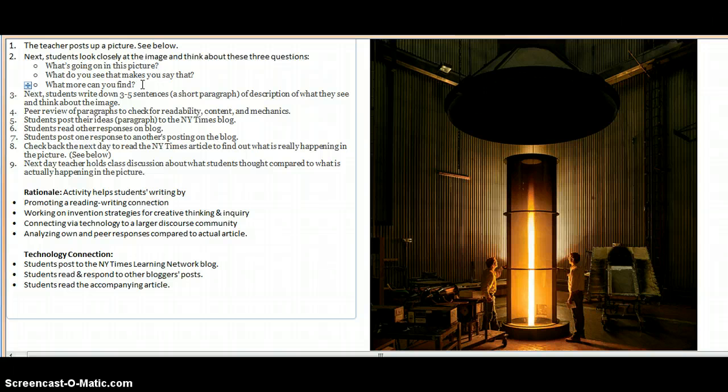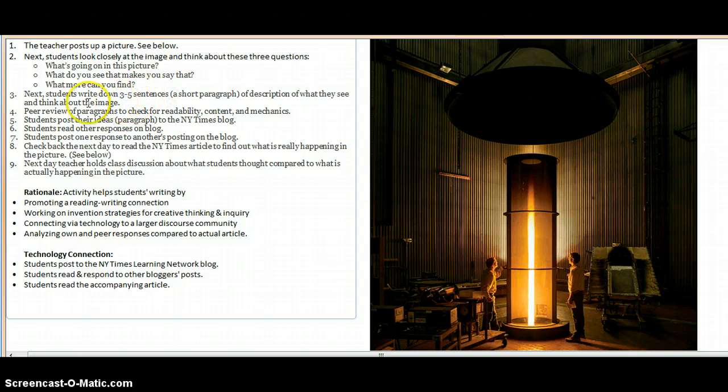And so students would be given a few minutes to think, and then to think, pair, share with the person next to them. And then after they'd had a couple of minutes to just talk with each other, they would go to either laptop, computer, or paper and pencil is fine too, and just write down 3 to 5 sentences or a very short paragraph of a description of what they see and think about this particular image, trying to answer these three questions: what's going on in the picture, what do you see that makes you say that, and what more can you find.